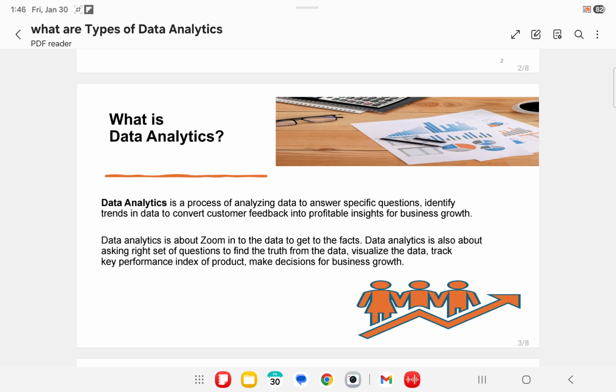Why do we need data analytics? We need data analytics to analyze large amounts of data to make well-informed decisions and to predict future trends.